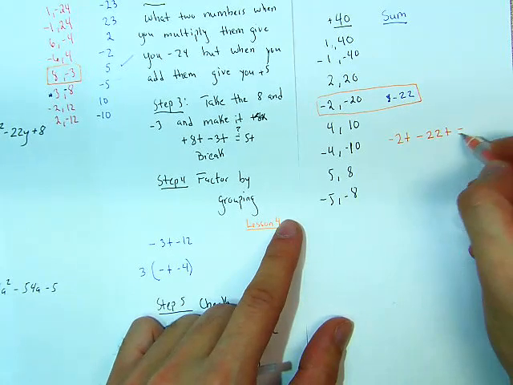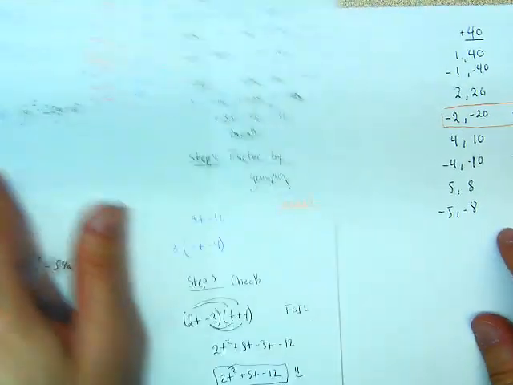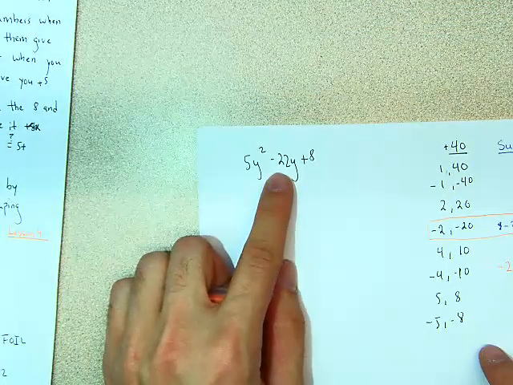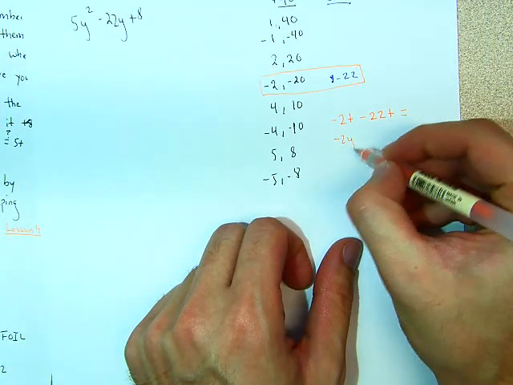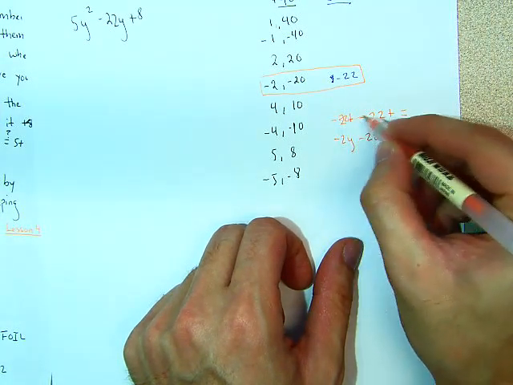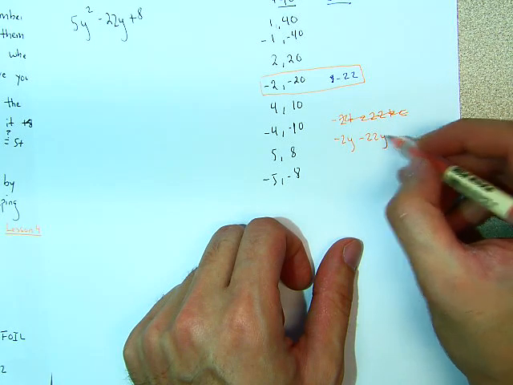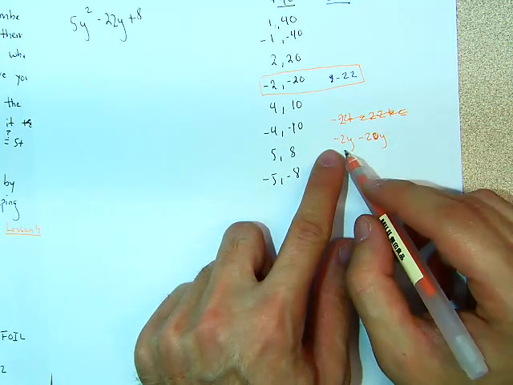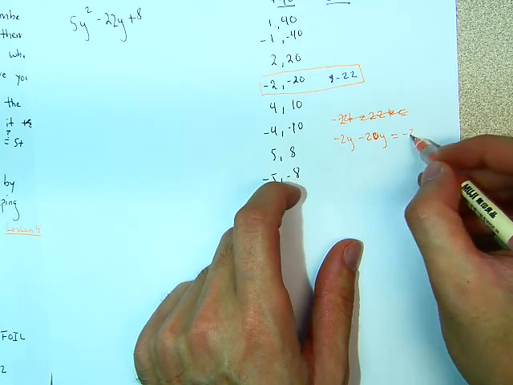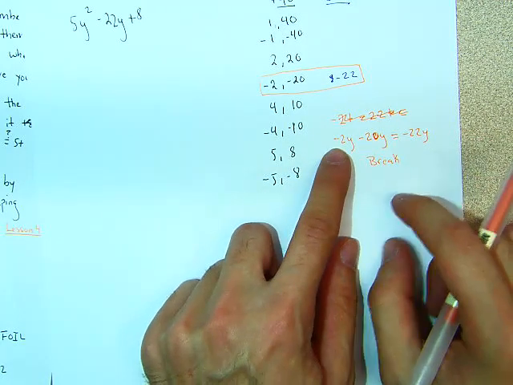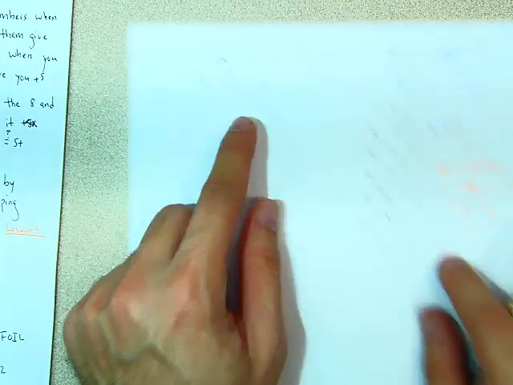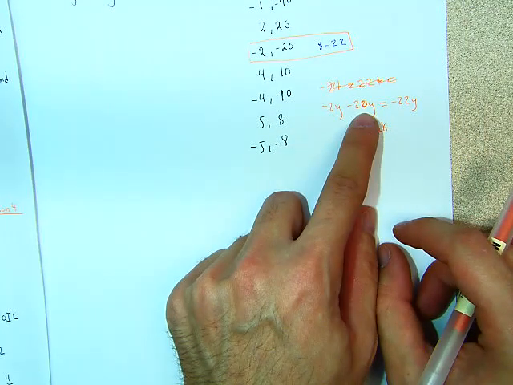And that is equal to what? That is equal to that middle term. It's equal to minus 22. Oh, whoops, we're not using t, we're using y. Sorry. Minus 2y and minus 20y, that's equal to the minus 22y. So remember, you're going to break this minus 22y into minus 2y and minus 20y.